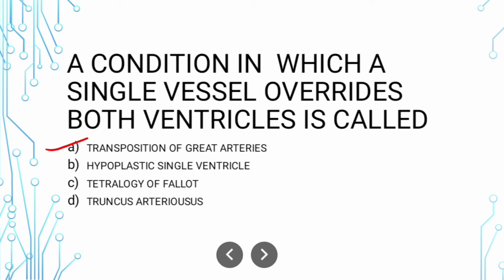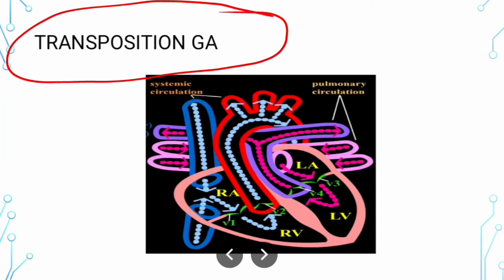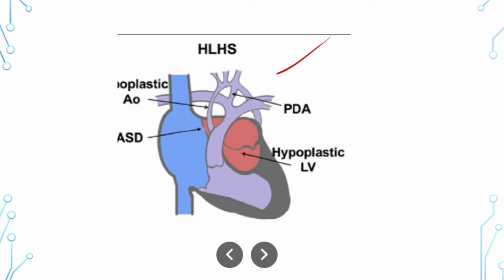The option A, transposition of great arteries. What is transposition of great arteries? In this condition, the pulmonary artery originates from the left ventricle and the aorta originates from the right ventricle. Hypoplastic left ventricle means the underdevelopment of the left ventricle, underdevelopment of the aortic valve or aorta.